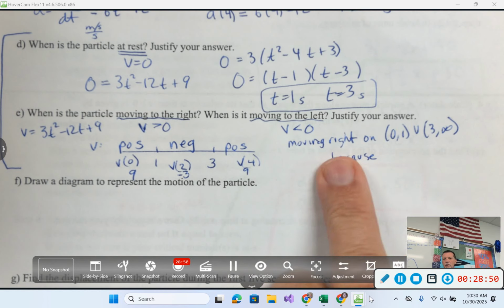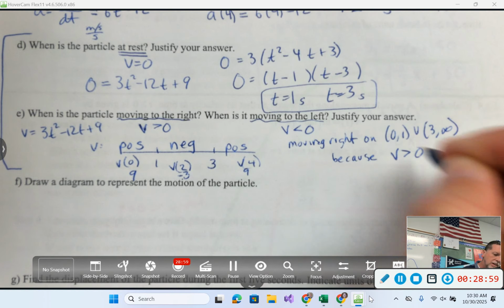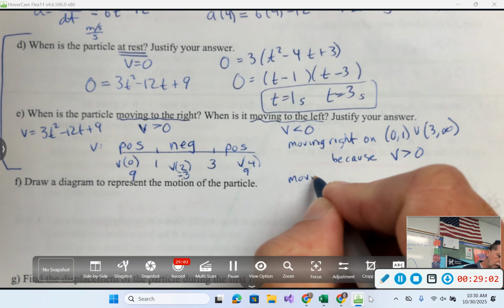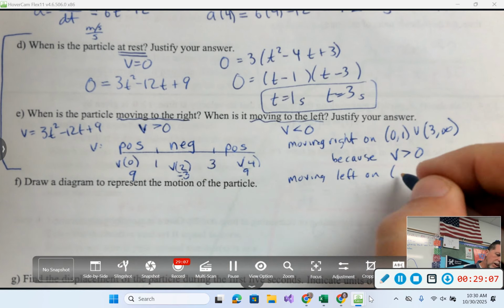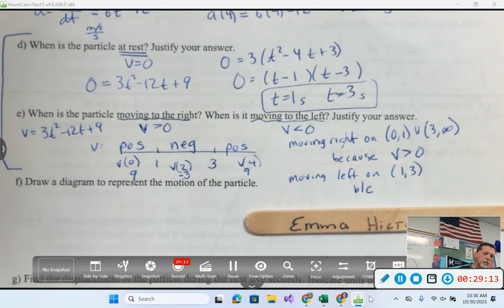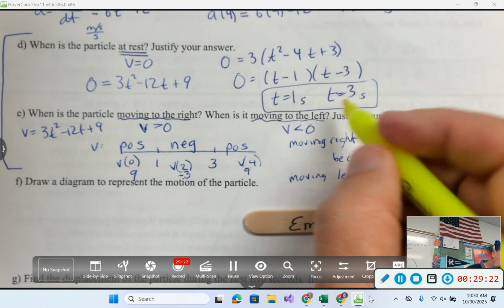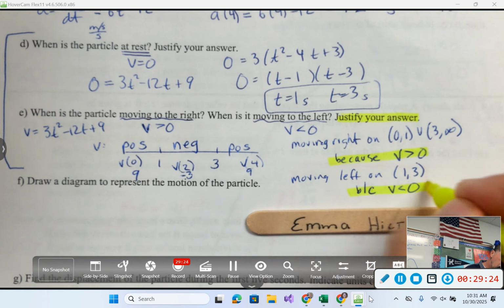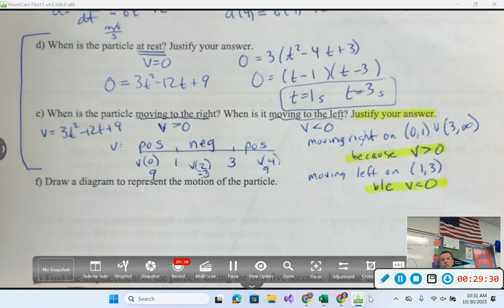How do I know that we're moving right from 0 to 1 and 3 to infinity? Velocity is positive. And then we're moving left from 1 to 3 because, Emma, what's my reason for knowing that we're moving to the left? Velocity is negative. So make sure you include that as part of your answer, to get the justify part.